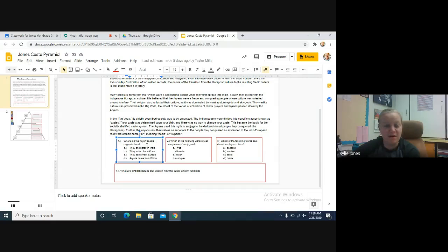So number 1, where did the Aryan people originate from? Highlight your answer. Number 2, which of the following words most nearly means subjugate? So you maybe even look that one up. Highlight your answer. Number 3, which of the following words best describes Aryan culture? And then you'll highlight that answer. And then number 4 here is complete sentences. What are 3 details that explain how the caste system functions? So the class system, how does it function? And you'll write 3 details about that on that one.